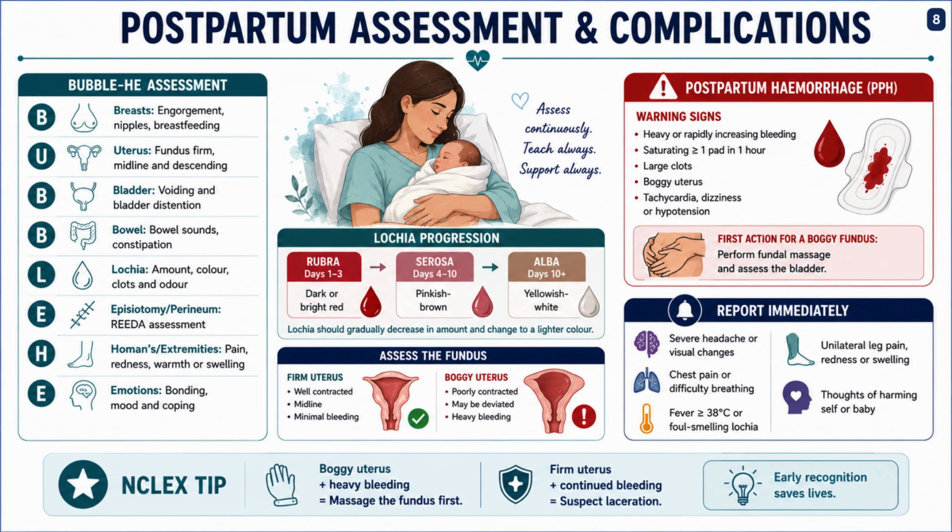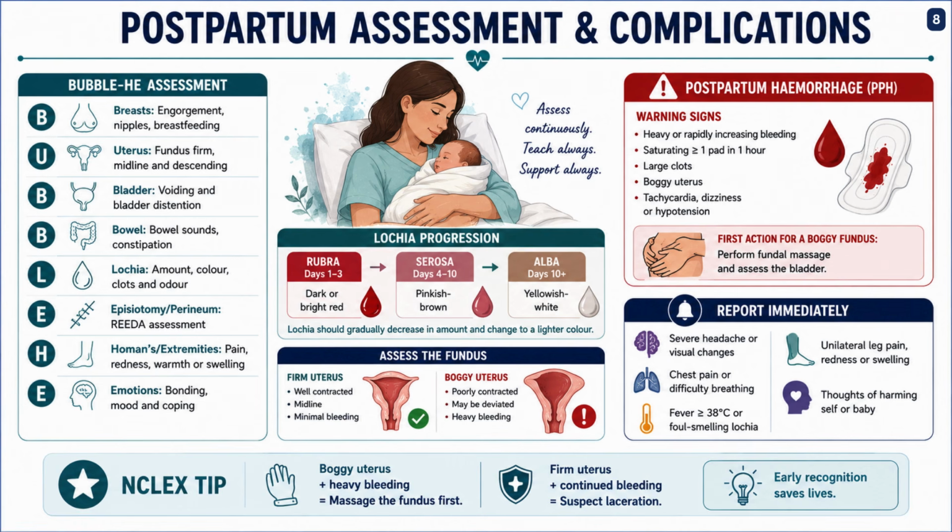Following birth, the nurse must assess the mother systemically because postpartum complications can develop quickly. A helpful memory aid is BUBBLE HE. B stands for breast. Assess for engorgement, nipple damage, and effectiveness of breastfeeding. U stands for uterus. The fundus should feel firm, remain near the midline, and gradually descend as the uterus returns to its pre pregnancy size. A boggy uterus indicates poor uterine contraction and increases the risk of postpartum hemorrhage.